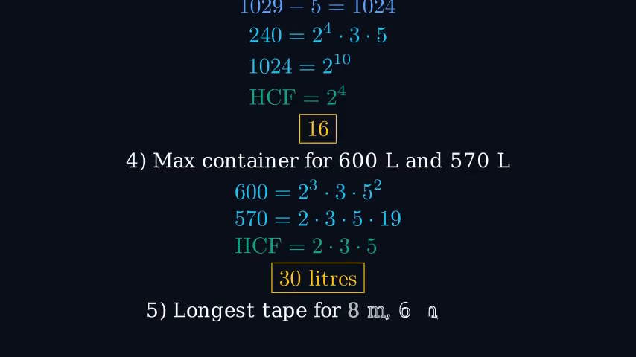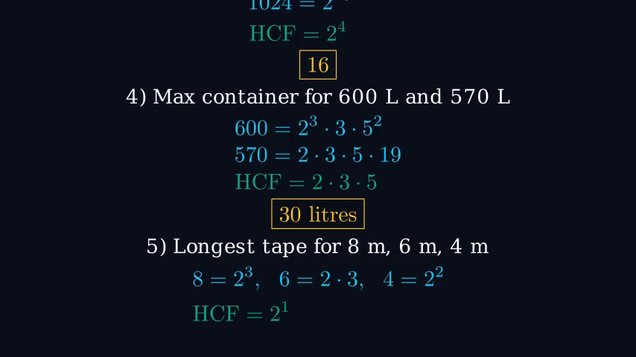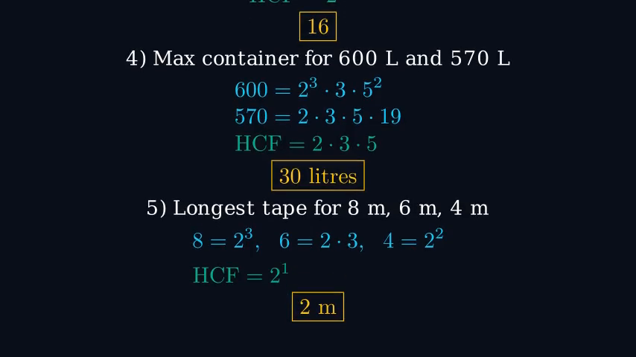Problem 5. A room has length 8 meters, breadth 6 meters, and height 4 meters. What is the longest tape that measures all three exactly? We take the highest common factor of 8, 6, and 4. The only common prime is 2 to the power 1. So the answer is 2 meters.